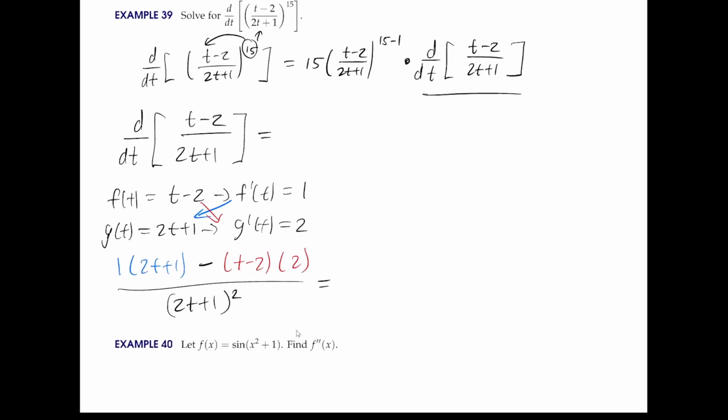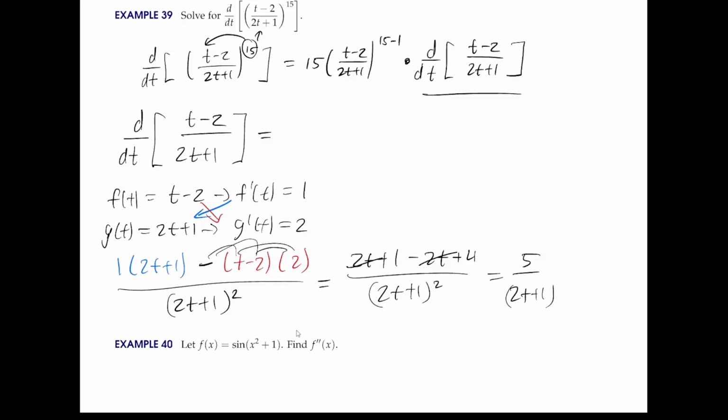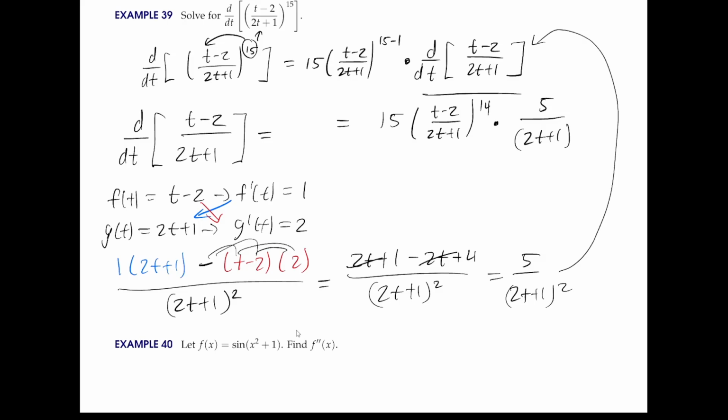So putting that all together, we have 2t plus 1 minus (2t minus 4). Okay, remember to distribute the minus sign and distribute the 2. And all over 2t plus 1 squared. The 2t's are going to cancel. 4 plus 1 is 5, so this is 5 over 2t plus 1 squared. And so we can bring this up as a solution to that part of this equation. And so I'm going to have 15 times (t minus 2 over 2t plus 1) to the 14th power times 5 over 2t plus 1 all squared.